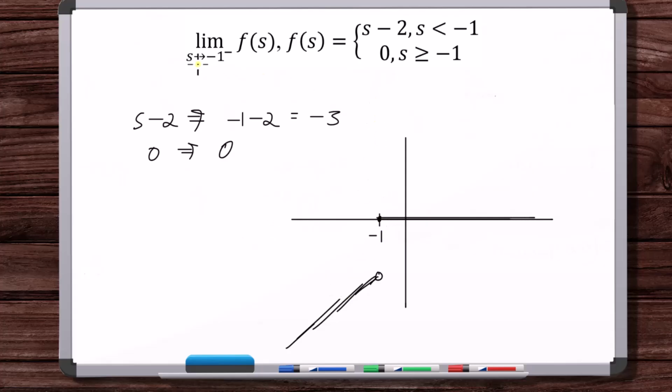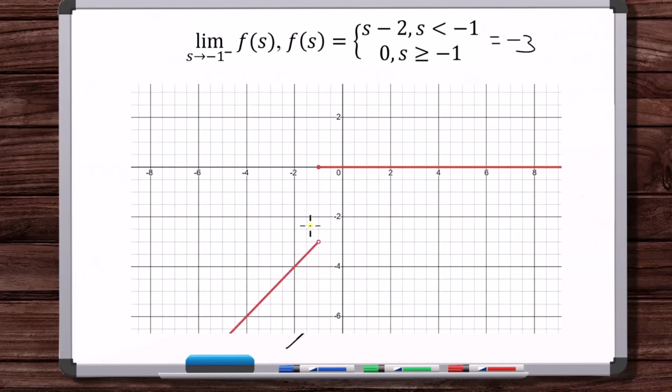So as s approaches minus 1 from the left, the function is approaching what the line s minus 2 would be equal to at minus 1. It would be equal to minus 3. So this is equal to minus 3. And that's what we see, right? Coming from the left, the function is approaching minus 3.